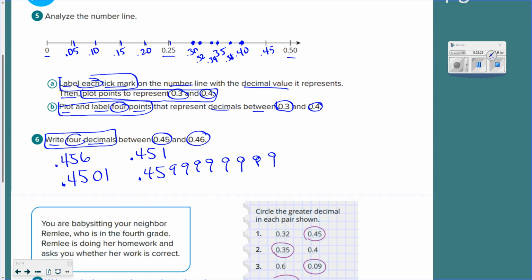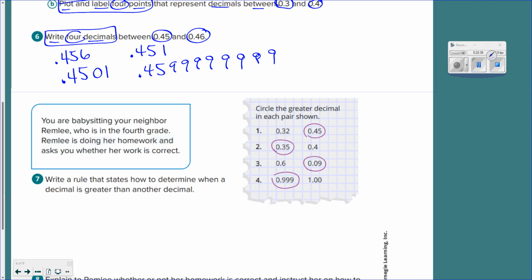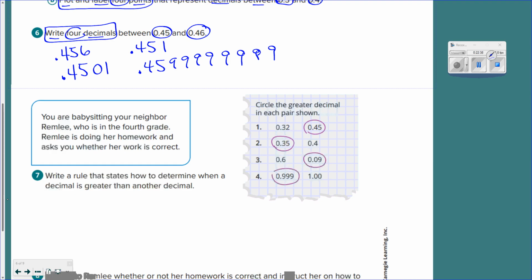So our next one gets a little more intricate. We're babysitting. The neighbor's doing 4th grade work, and what they have to do is circle the greater decimal in each pair shown. You have to tell her which one she got right and which one she got wrong. So on that first one, did you circle the right one? Are you good on that? Okay. Second one, did you circle the right one? Why not? Maddie?